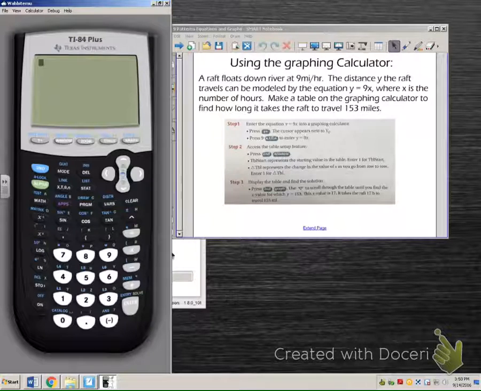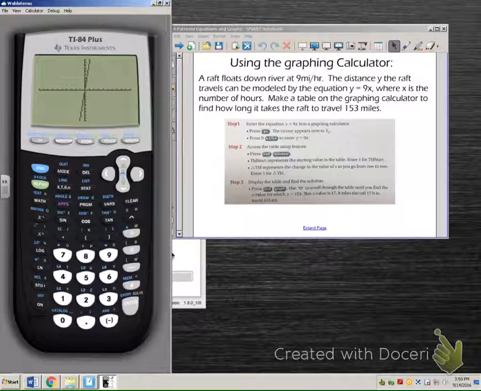There's a button up here called the y equals. If I go to the y equals, it allows me to type my equation in. So I'm going to press 9, and then right here beside the green alpha button is the x button. So I've got my equation y equals 9x. So if I want to graph this, I can just go ahead and hit the graph button, and it gives me a graph.